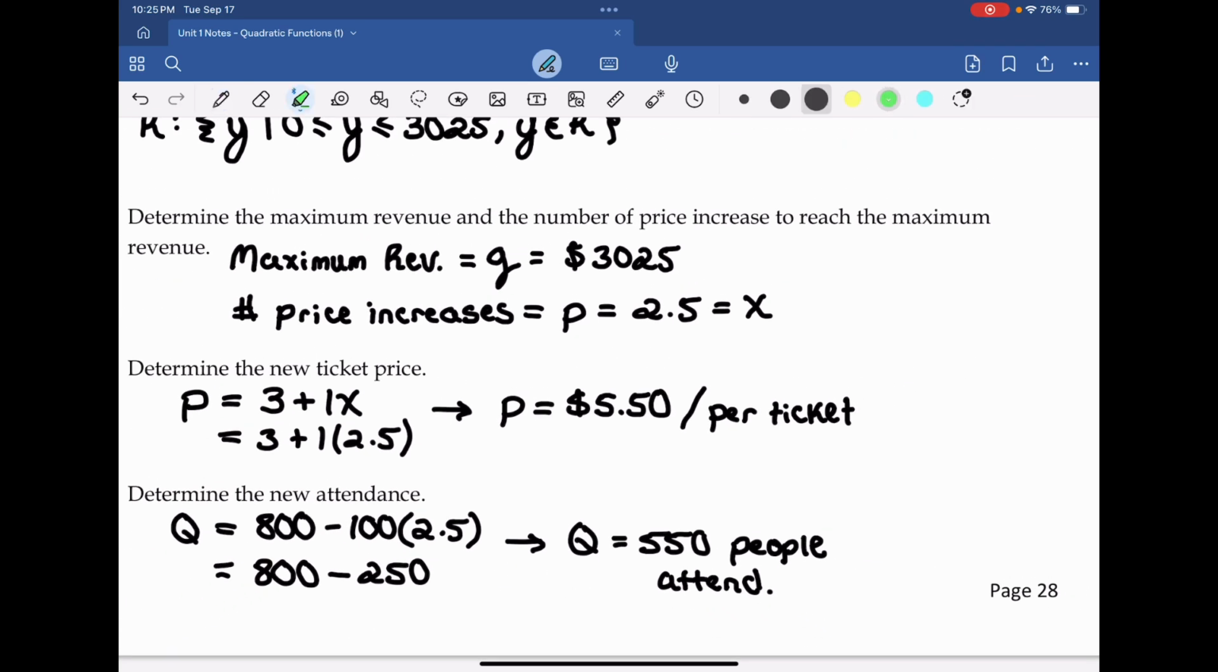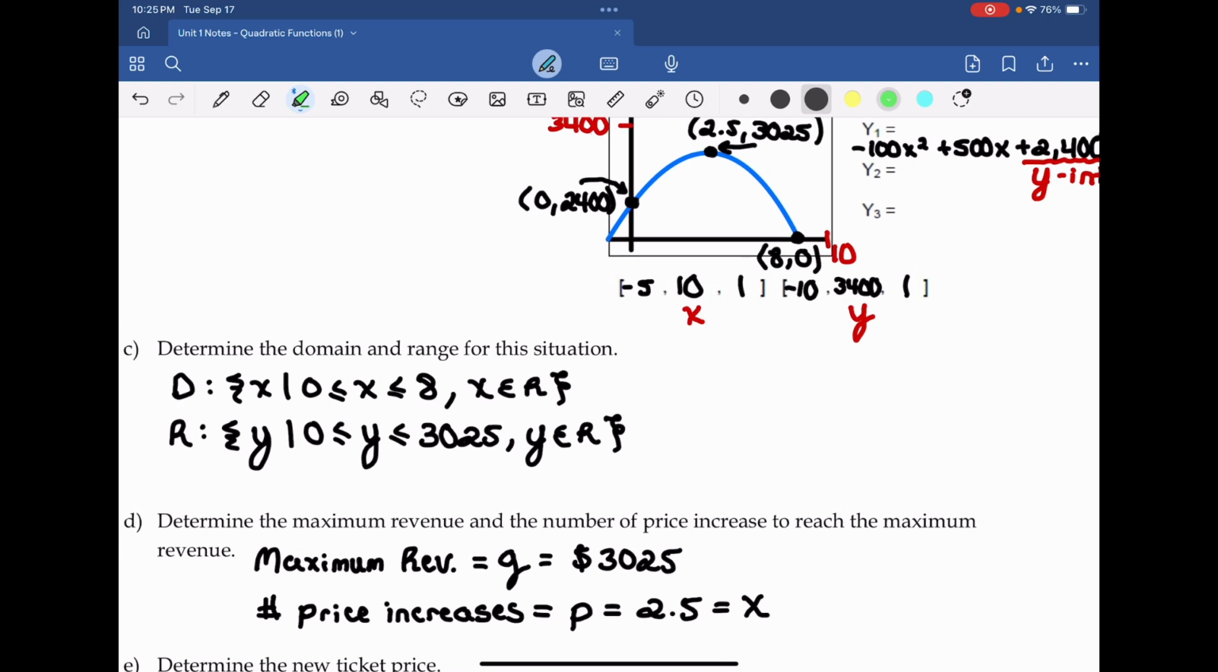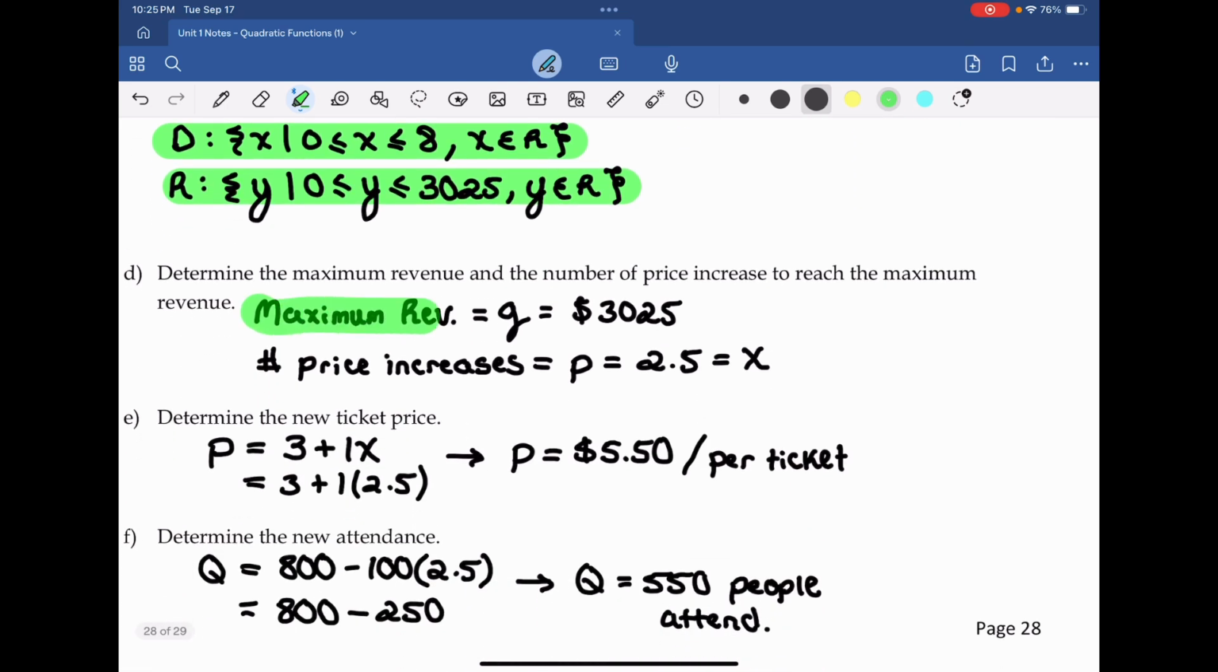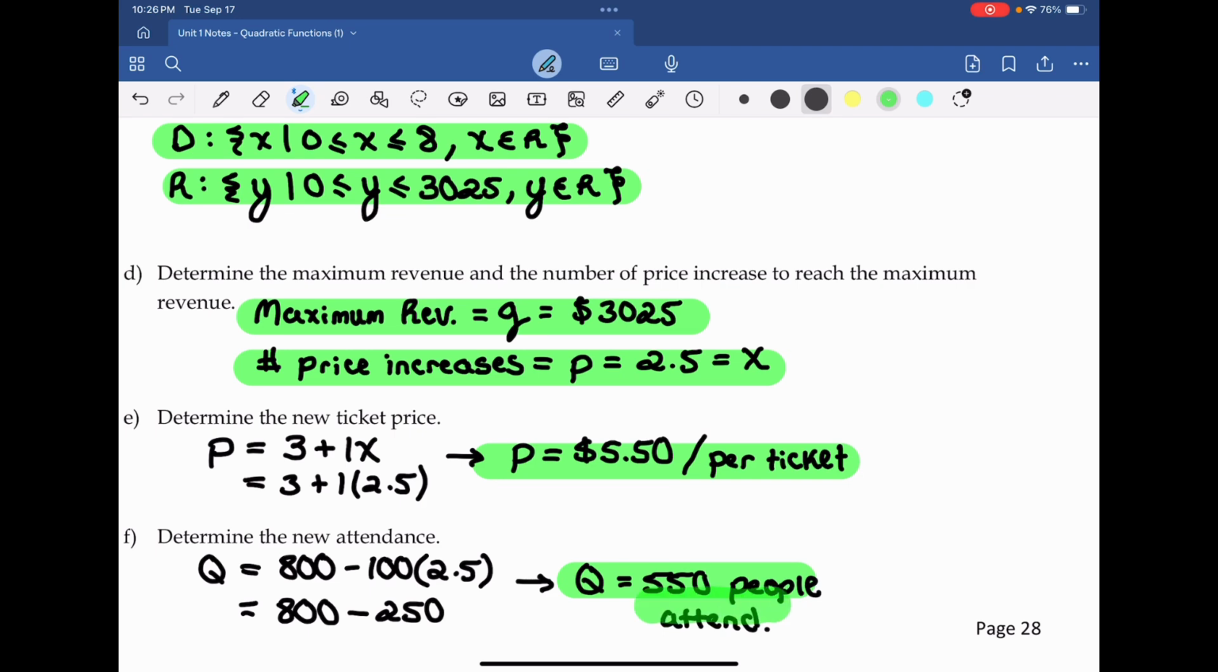And let's just go through and highlight everything that we've gone through here. First and foremost, domain, it's contained between 0 and 8. We have our range. We go down to our maximum revenue, which is our Q. Our maximum number of price increases is always that X value at the vertex, which is our P. Our price per ticket to maximize revenue is $5.50. And unfortunately, to maximize revenue, we're going to see a decrease in the number of people. So we're no longer selling out the arena, but we are maximizing revenue, which is something that is very real to many pro teams.